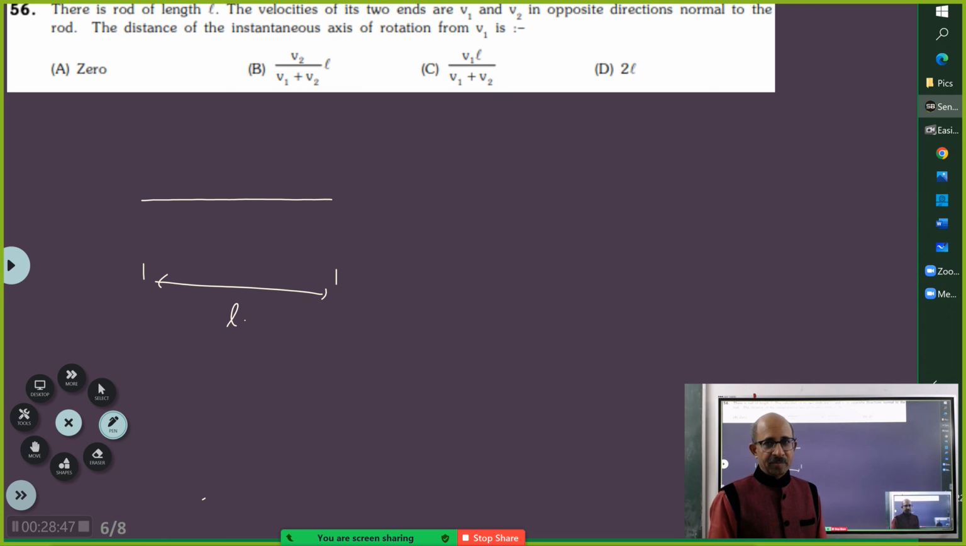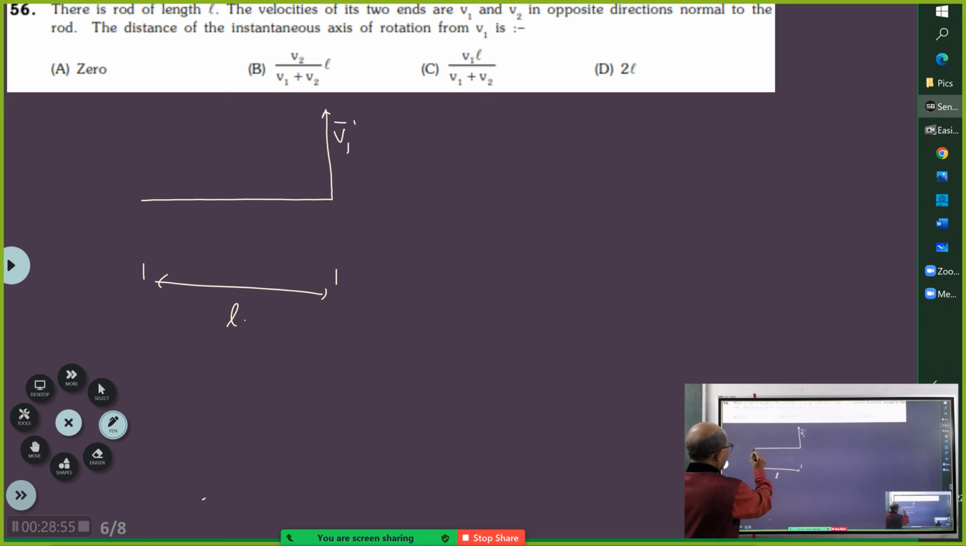How will you find? If you know the theory, it is just this. So draw the velocity vectors V1 and V2. This is what they have told, in opposite directions, normal to the rod at the ends. Isn't it? And now, what is instantaneous axis of rotation? You should join these two ends. So this point becomes the instantaneous axis of rotation. Understood? That is, an axis passing through this point perpendicular to the board becomes the instantaneous axis. So they are asking you this distance.